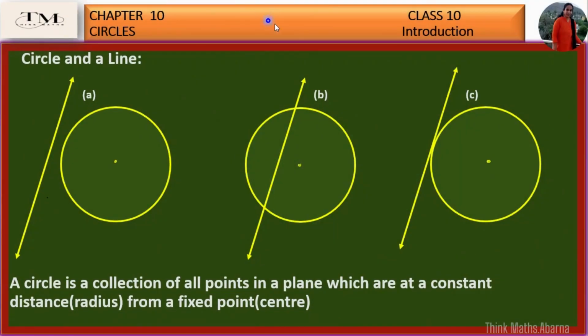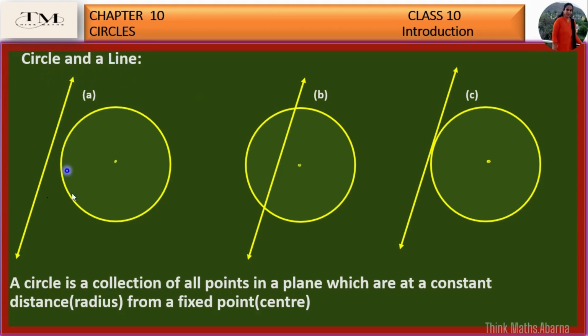Welcome to Think Max. We are in class 10 Maths, chapter 10, Circles. In this session, we are going to discuss the basic concepts in circles. It is just simple. You have to know about the tangent and circle, and their properties. First, let us learn the relationship between a circle and a line.